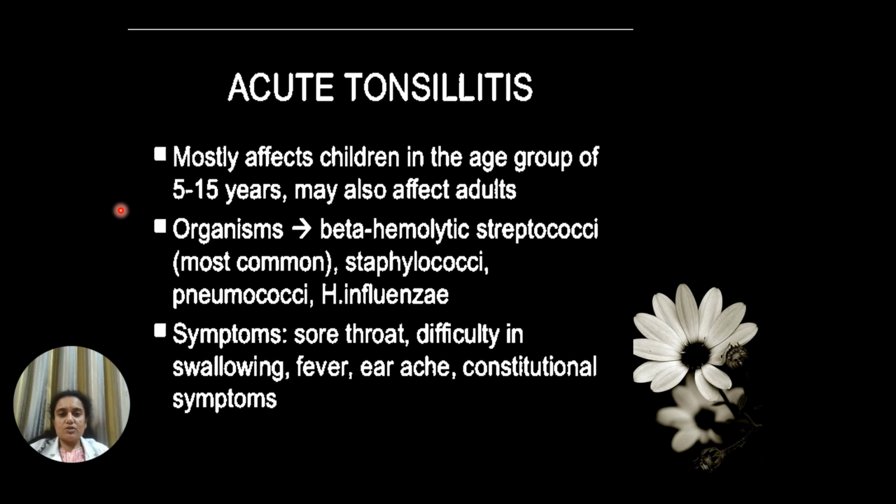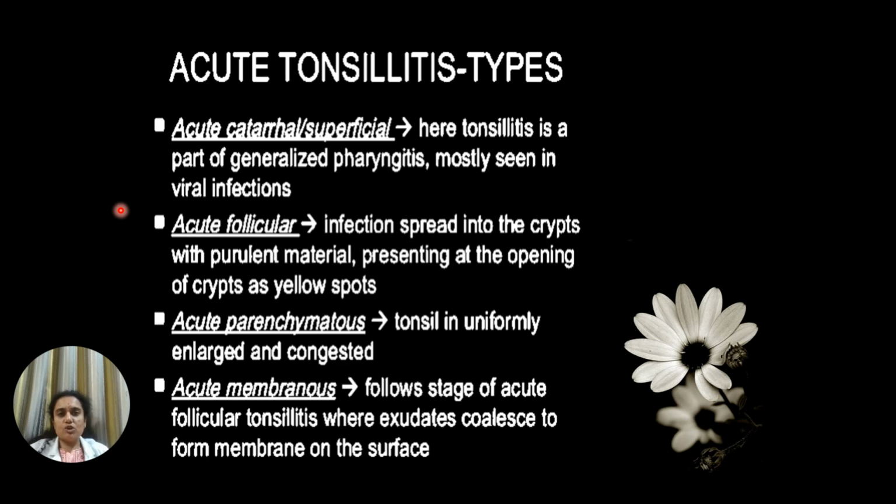Acute tonsillitis most commonly affects children of age group 5 to 15 years. It may also affect adults. Organisms we have already discussed. Let's see the symptoms. The symptoms are basically sore throat. It's a generalized term. By sore throat we mean there can be throat pain, some discomfort in the throat, itching of the throat. This leads to difficulty in swallowing and is accompanied by fever and also ear pain. The different types of acute tonsillitis are acute catarrhal or superficial, acute follicular, acute parenchymatous, and acute membranous.